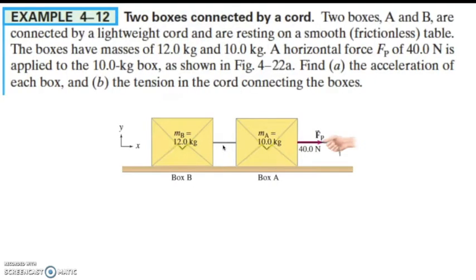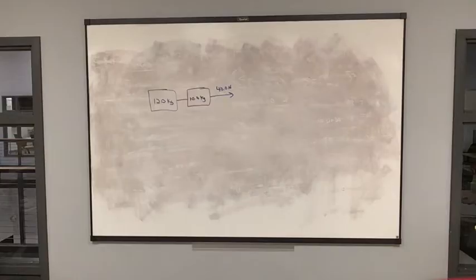Example 412, two boxes connected by a cord. Two boxes A and B are connected by a lightweight cord and are resting on a smooth, frictionless table. They have masses of 10 and 12. This is one we saw earlier. We're pulling with 40 newtons of force on the 10-kilogram box. So we want to find the acceleration of each box, which will be the same because they're attached, and then B, the tension in the cord. Do it now.